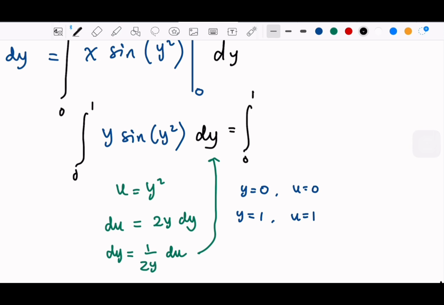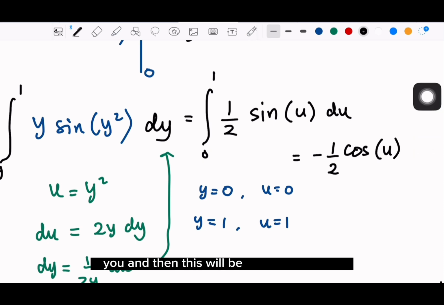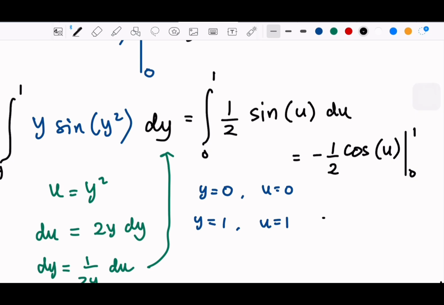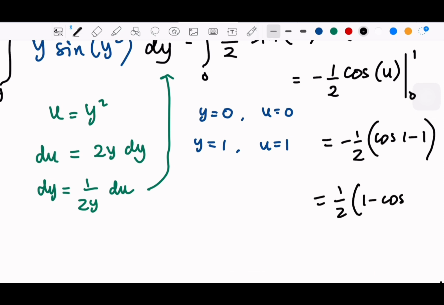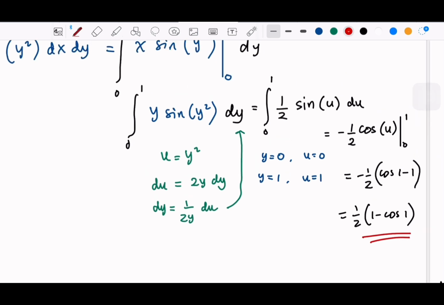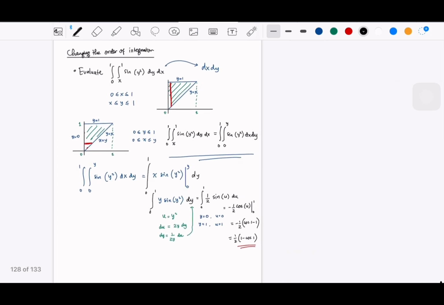So the integration will be half, and then sine of u, and then du. We just integrate, sine becomes negative cosine, so negative half cosine u, and then this will be from 0 to 1. Or if you want to get rid of this negative, you can write it like that. Cosine 0 is 1. Okay, I think we can move on.